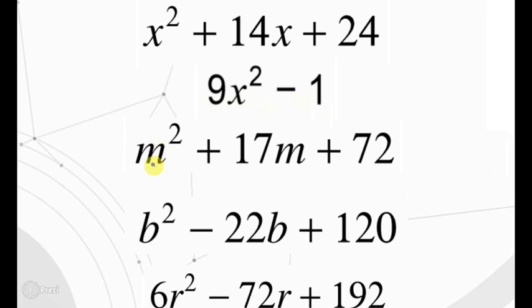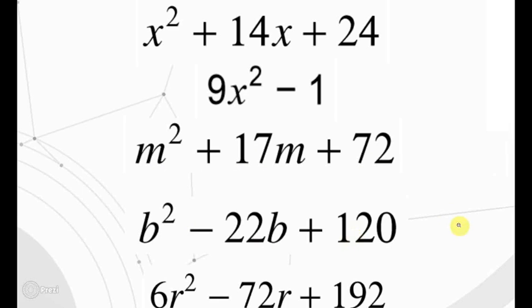m squared plus 17m plus 72. Let's go through the things that we're looking for. Has to have 3 terms, which we've got, m squared, 17m, and 72. The first term is squared, perfect. The second term is just a variable attached to a number, that works great. And then we have 72, that works great. Same thing with b squared minus 22b plus 120. This one qualifies as a regular quadratic as well. The fifth one, however, does not.